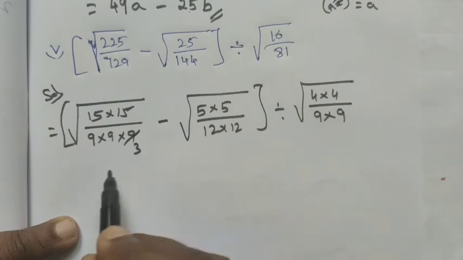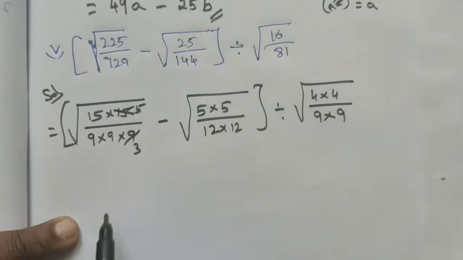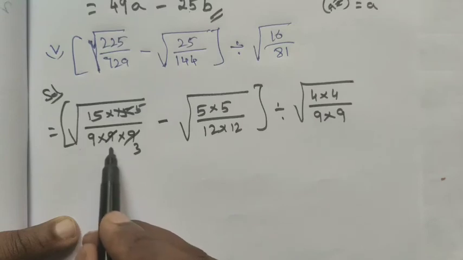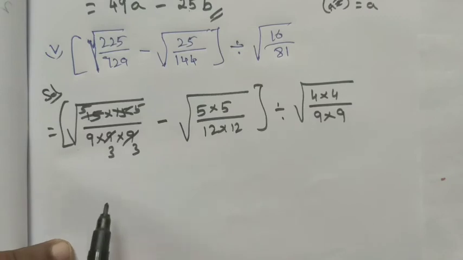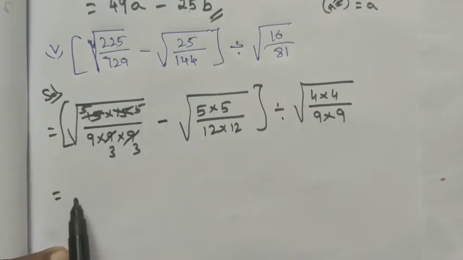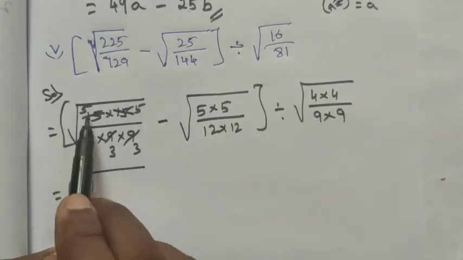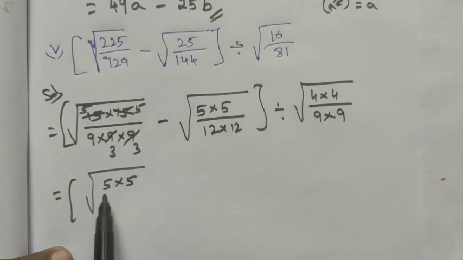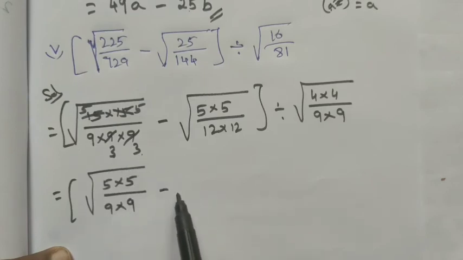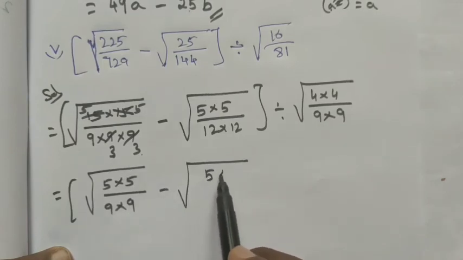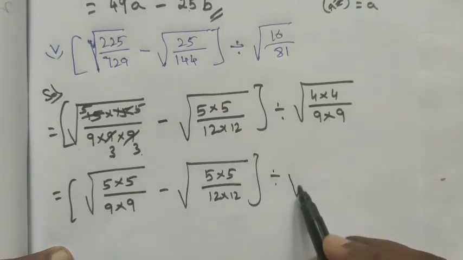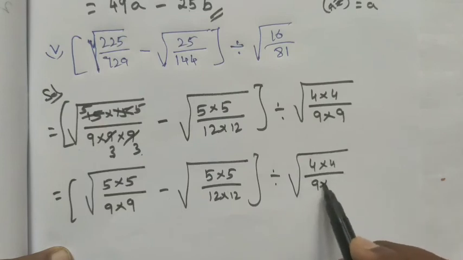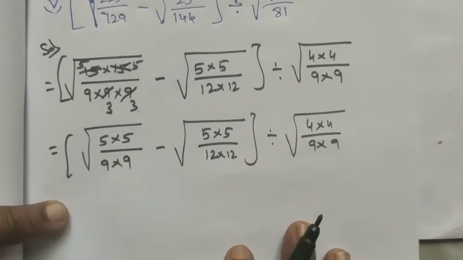First of all, we cancel the terms. Here 3 3s are 9. Here 3 5s are 15. Right? Here also 3 3s are 9, 3 5s are 15. Further, we cannot cancel the terms. So this term is equal to root of 5 into 5 divided by 9 into 3, 3 3s are 9, minus root of 5 into 5 divided by 12 into 12, divided by root of 4 into 4 divided by 9 into 9.